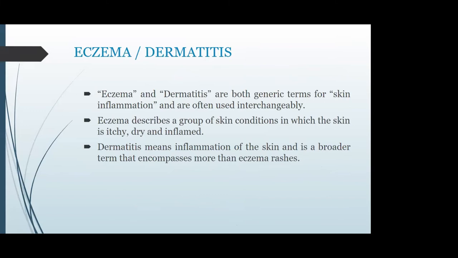Now, to the next major group that I'm going to talk about, it's eczema, or what some other people call dermatitis. I know that eczema is a very common term. It is what is used for any skin eruption, any skin lesion by the layman. Eczema and dermatitis are used interchangeably and are generic terms for skin inflammation. But the difference is that eczema is a form of dermatitis, meaning it describes a group of skin lesions in which the skin is itchy, dry, and inflamed. Dermatitis is a broader term that describes different skin conditions that involve inflammation of the skin. So for clarity, all eczema are dermatitis, but not all dermatitis are eczema. I don't know if you are following me. Next slide.